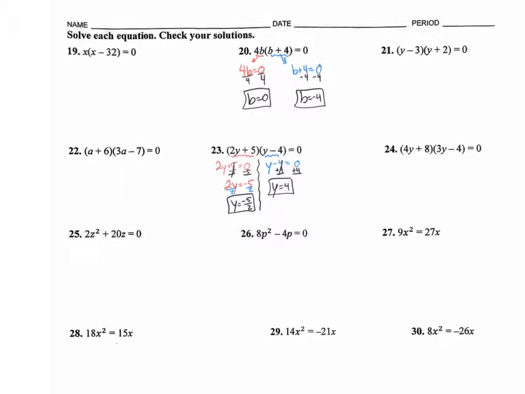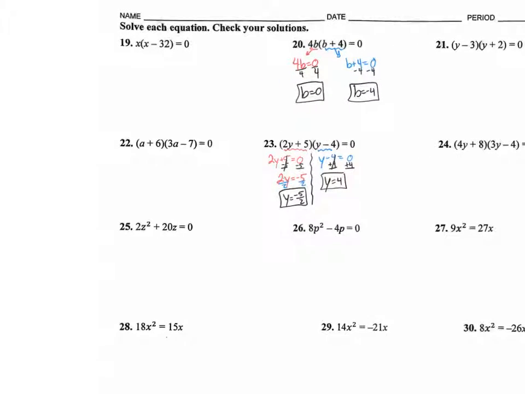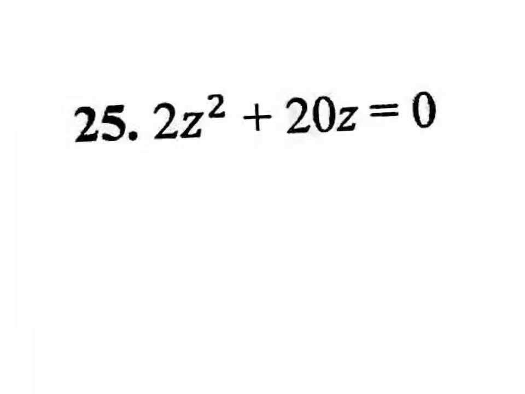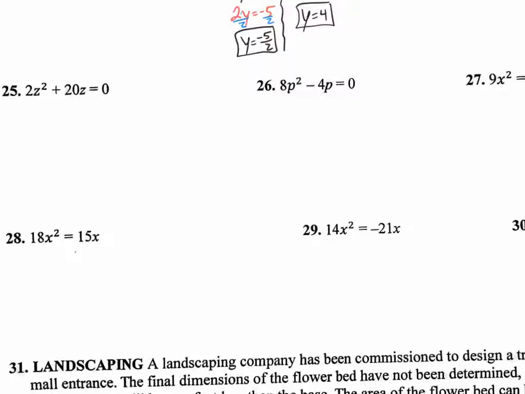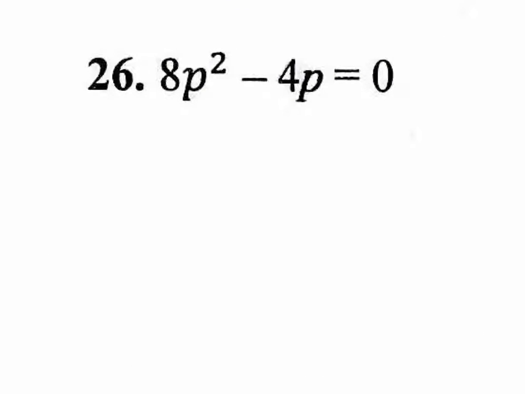Now, what's the difference between the first half, 19 through 24, and the second half, 25 through 30? What's the difference visually? What was that? It's not in factored form. Yeah, it's not. You have to factor, right? So number 22 right here, it's nice and beautiful and ready to split. But number 25, it's not ready to split. All of these down here are not ready to split. In other words, you need multiplication to be able to use the zero product property.